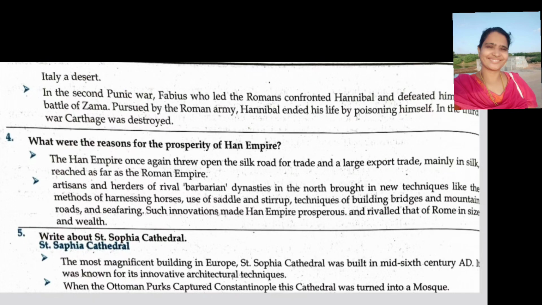The Han Empire once again threw open the Silk Route for trade, and the large export trade, mainly in silk, reached as far as the Roman Empire. Artisans and herders of rival barbarian dynasties in the north brought in new techniques like the methods of harnessing horses, use of the saddle and the stirrup, techniques of building bridges and mountain roads, and safe rearing. Such innovations made the Han Empire prosperous and rivaled that of Rome in size of wealth.